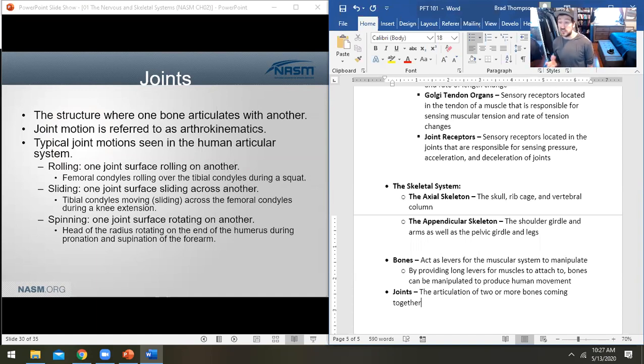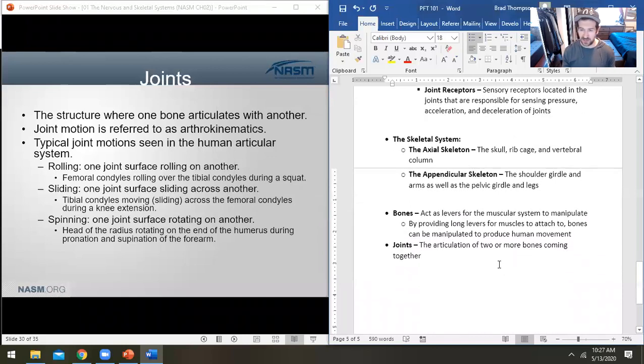And then we also have a spinning motion, where two bones might sit onto each other and spin. Your spine's a really good example of that spinning motion. So these are the typical joint motions that we're going to see. Two or more bones coming together.